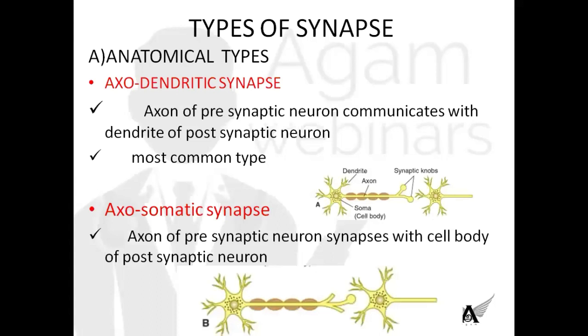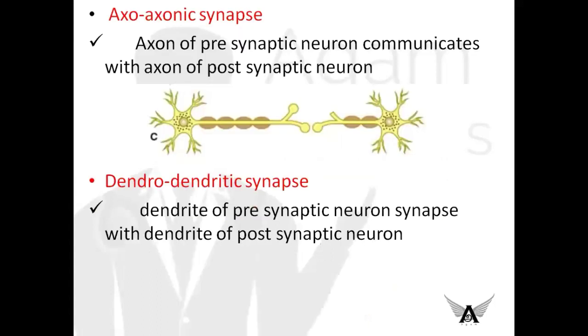The third type is axoaxonic synapse. Here, the axon of the presynaptic neuron communicates with the axon of the postsynaptic neuron. The last type and the least common type is dendrodendritic synapse. Here, the dendrite of the presynaptic neuron synapses with the dendrite of the postsynaptic neuron.